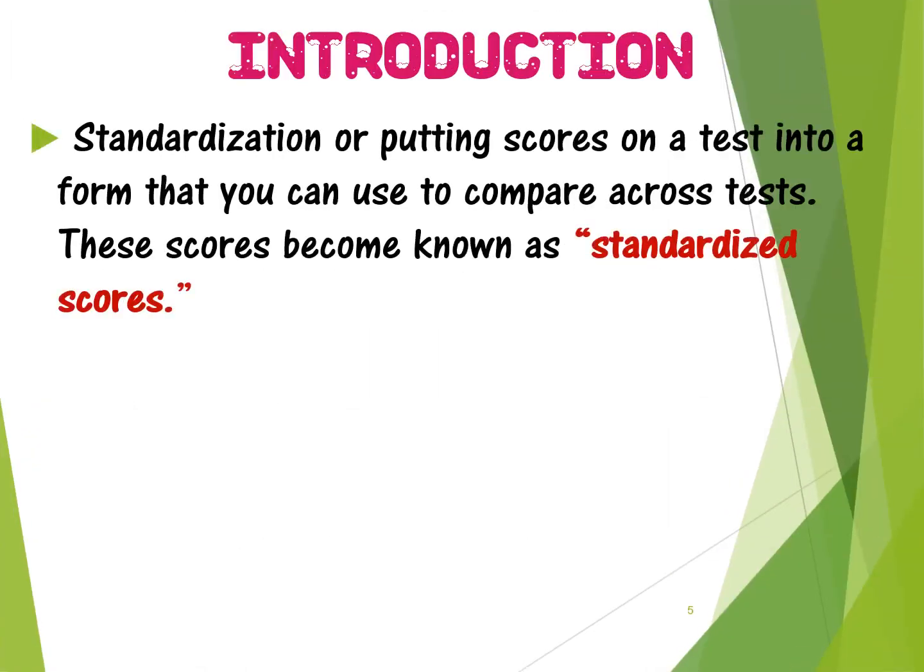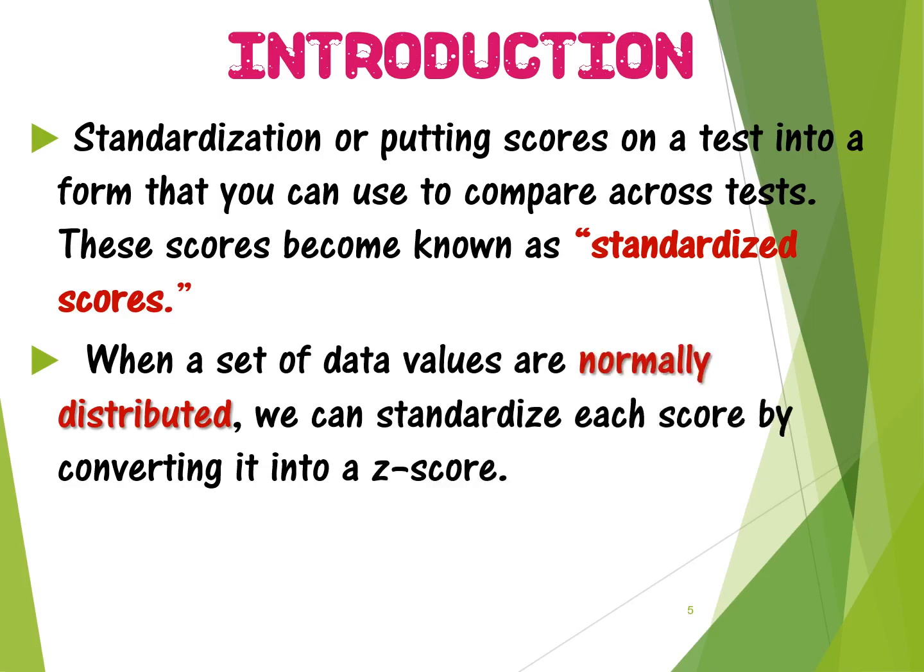Standardization is putting scores on a test into a form that you can use to compare across tests. These scores become known as standardized scores. So to convert a raw score into a Z-score or standardized score, we can only do that when the set of data values are normally distributed.